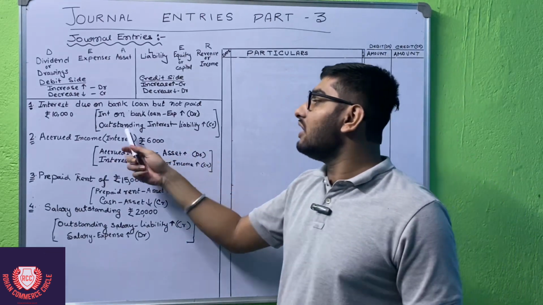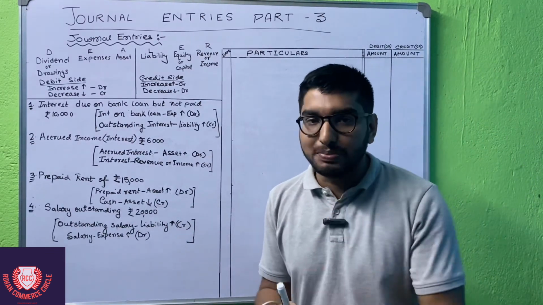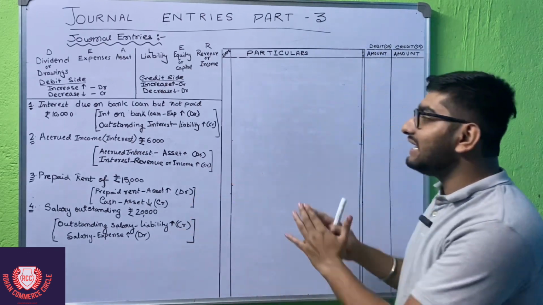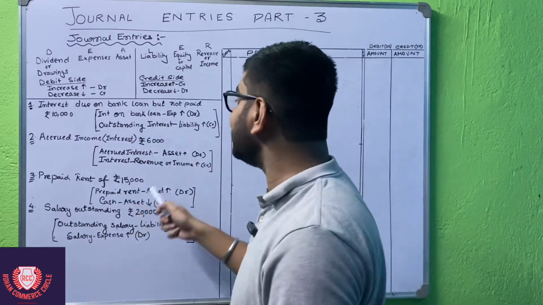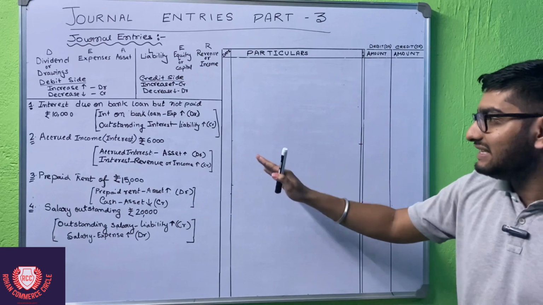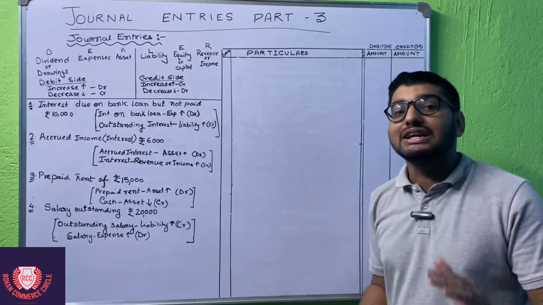And the next one is outstanding interest. Students, when we have to pay something which is due, an outstanding interest account is created, which is a liability for us. So this liability is also increasing, and as the liability is increasing, we credit it.